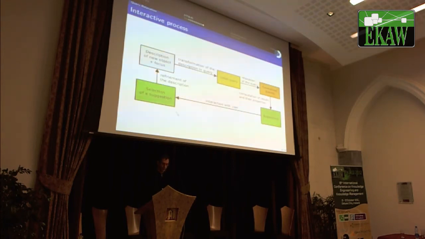And in fact, this process can continue. This is a cycle. You start from the description, then you derive the initial query, then you can apply a number of relaxations from which you get some suggestions, among which the user will pick one, which will complete the current description. Then you can start again until the description is complete according to your knowledge.